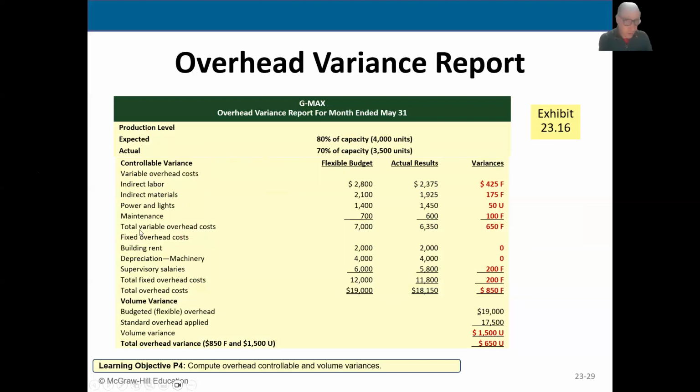The overhead variance report looks like this. Again, we're taking our actual results minus our budgeted amounts. That gives us our variances. It's favorable if your actual cost is less than the budgeted cost. Right? It makes sense. It's unfavorable if the actual costs are greater than your budgeted cost.